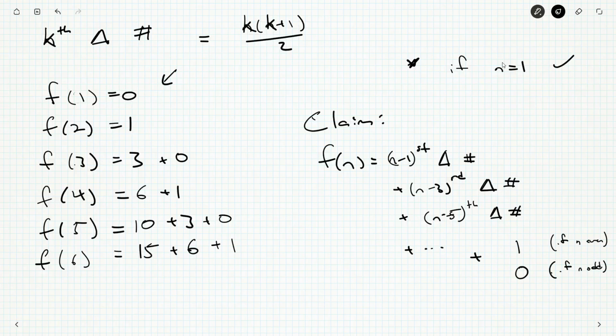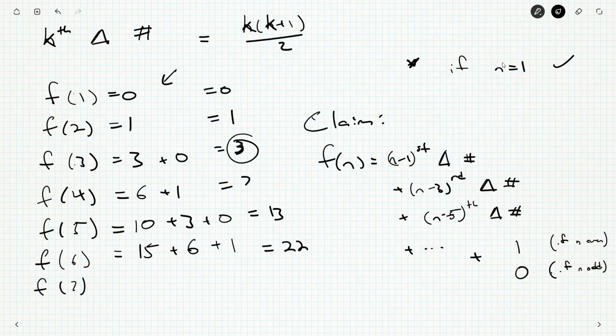Okay, and this one's 0, this is 1, this is 3, this is 7, this is 13, this is 22. So far, only 3 has worked, and maybe 3 is the only one, but I have to prove that. Out of curiosity, if this is true, and if I think my claim is true and I'm going to use it, I would have to prove it.